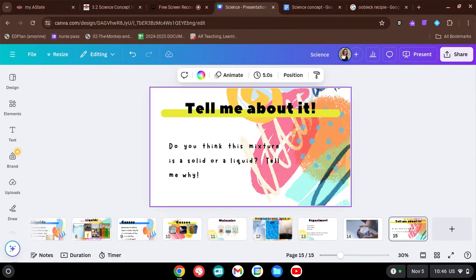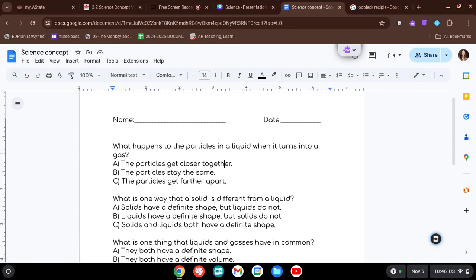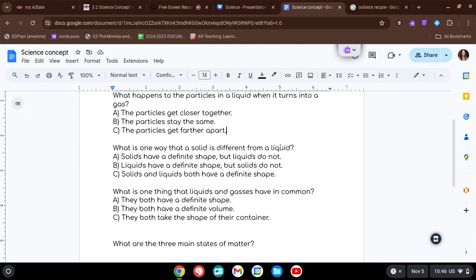And after I have done all this, I have an assessment. It's got several questions on it. What happens to the particles in a liquid when it turns into a gas? I talked about how they get further apart, so that's the answer. What is one way that solid is different from a liquid? A solid has a definite shape, but liquids do not.